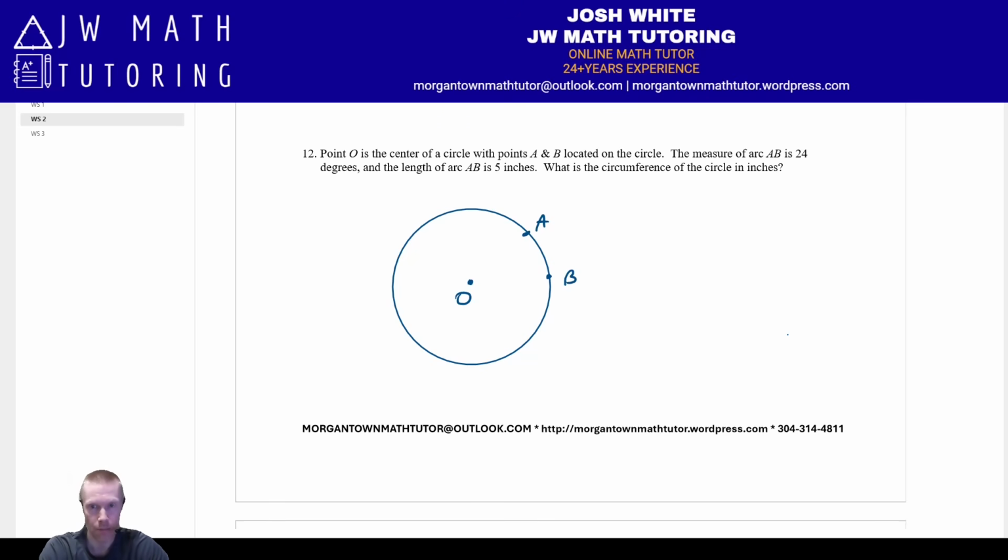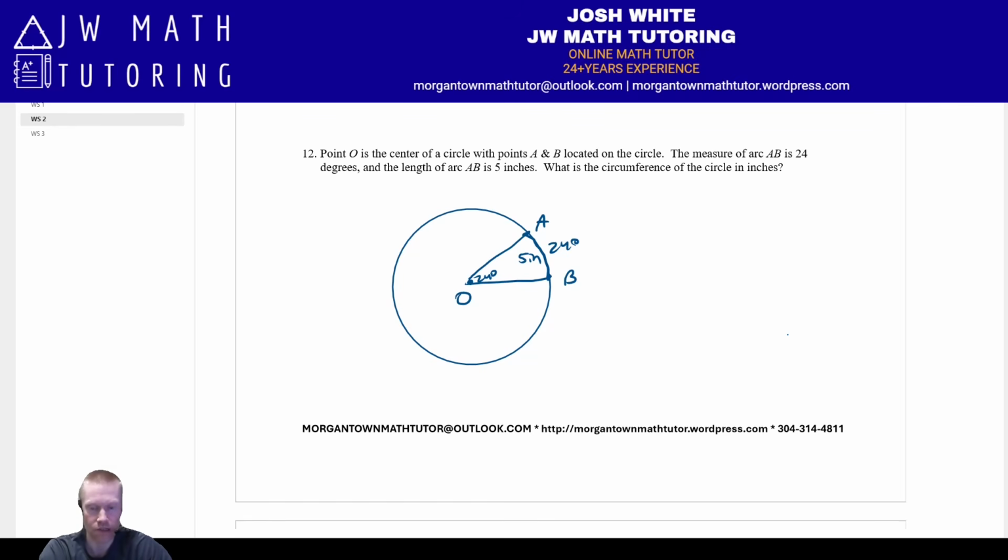We have the measure of this arc. We're told it's 24 degrees. And we're also told its length, which is 5 inches. Now, you don't really necessarily need this for the problem, but here is the central angle that corresponds to it, which is also 24. So what's the circumference of the circle?